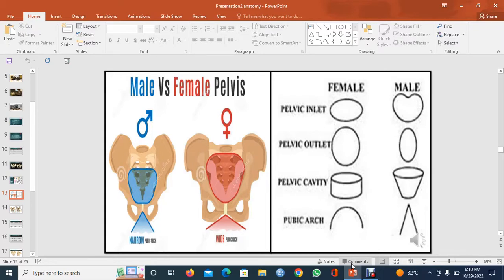Here is the sketch. You can see pelvic inlet in female is oval shape. In case of male it is heart shape or notched, whereas the pelvic outlet in case of female is broad and almost round, whereas in case of male it is more oval and small. Then pelvic cavity in case of female is cylindrical, or we can say a broad bowl shape, whereas in case of male it is funnel like. Then pubic arch in female it is U shape, whereas in case of male it is inverted V shape.